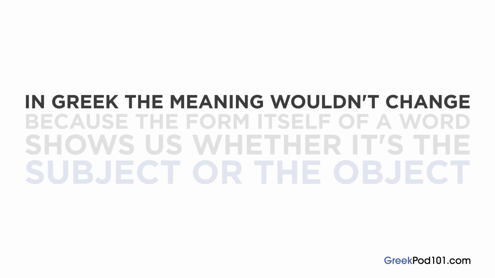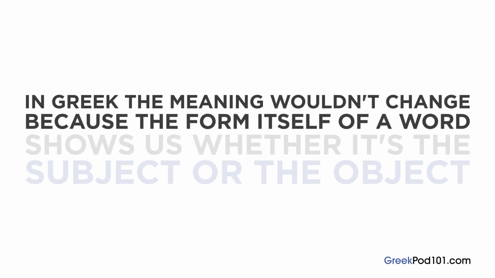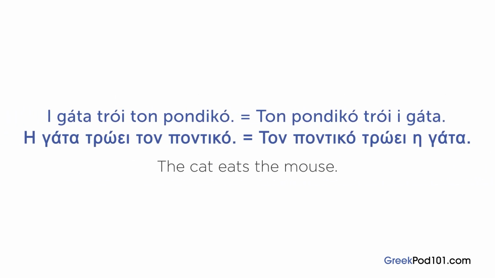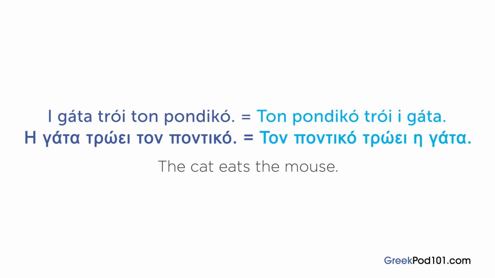However, in Greek, the meaning wouldn't change because the form itself of a word shows us whether it's the subject or the object. The word order depends on what the speaker wants to emphasize, as the first word gets more attention. So the second sentence is actually more like saying, "It is the mouse that the cat eats."